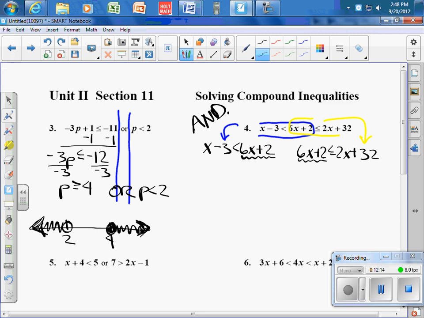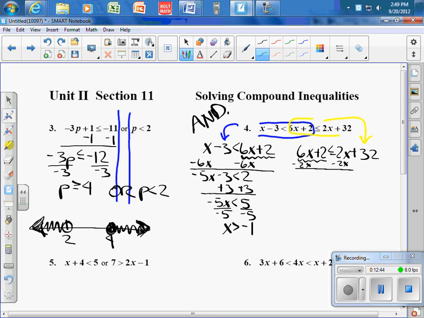So let's solve this. I'm going to subtract 6x from both sides because I want my variable on the left side. So I have negative 5x minus 3 is less than 2. Add 3 to both sides. Negative 5x is less than 5. Dividing both sides by a negative reverses the inequality sign. X is greater than negative 1. Subtracting 2x from both sides here, I have 4x plus 2 is less than or equal to 32. Subtract 2 from both sides, you get 4x is less than or equal to 30.